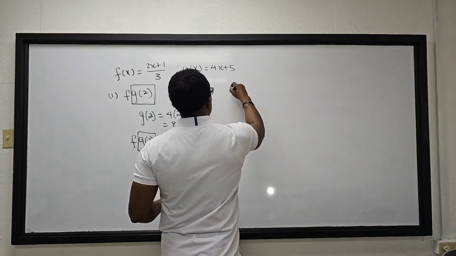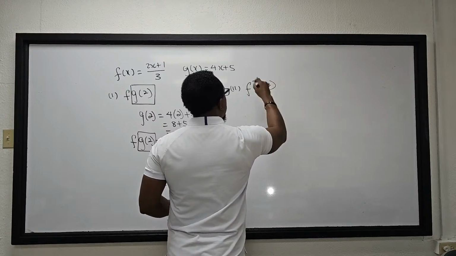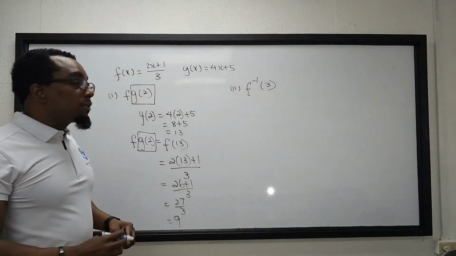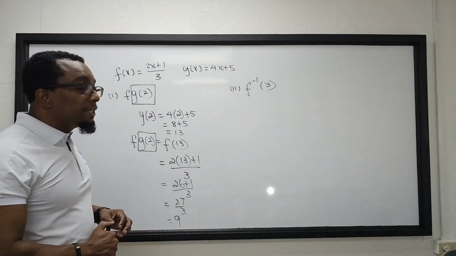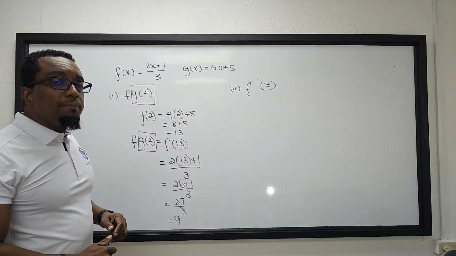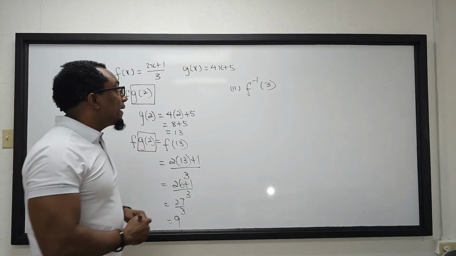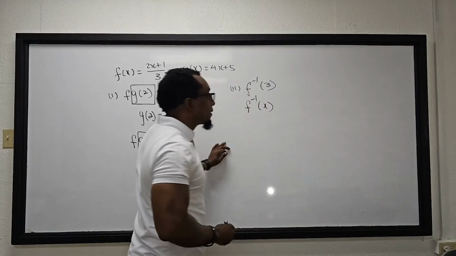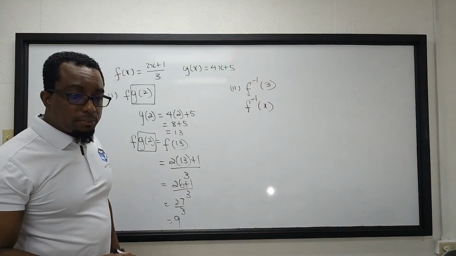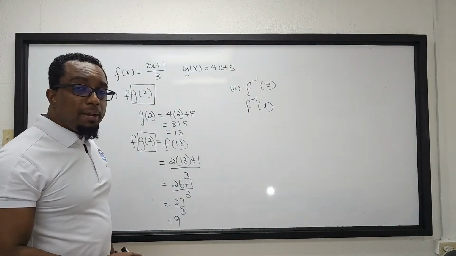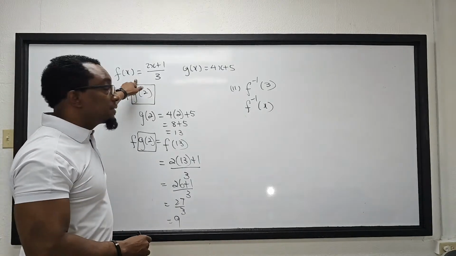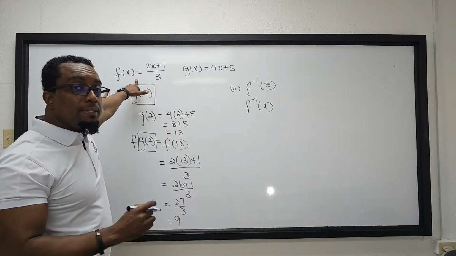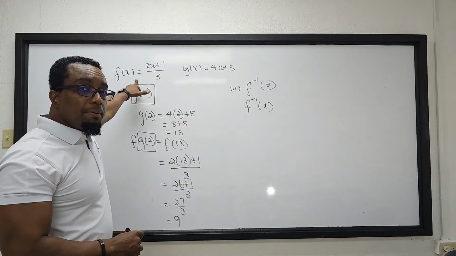So 2 f inverse of 3. First I need to find an expression for f inverse of x, and then I can find f inverse of 3. So let me find f inverse of x first. How am I going to find f inverse of x? This is f of x, so I need to find the inverse of that function. So let me find the inverse.